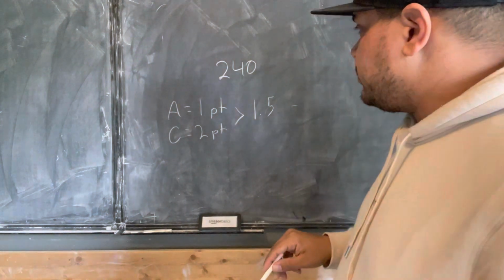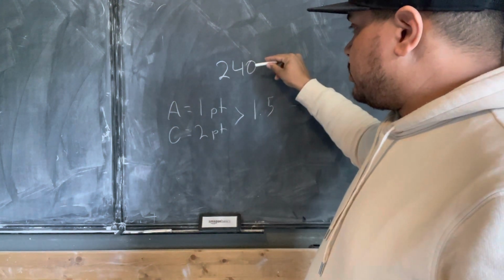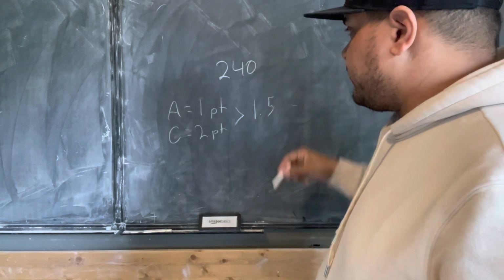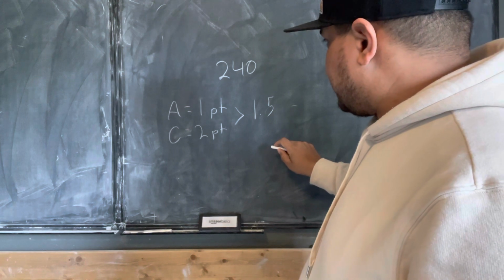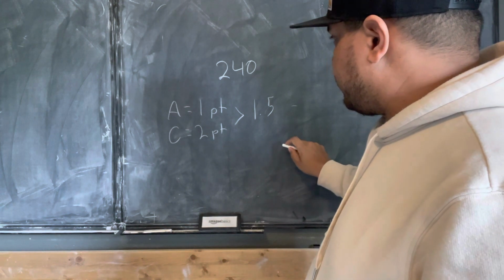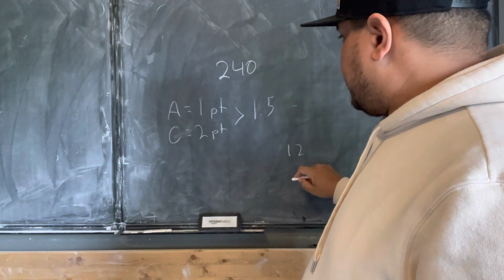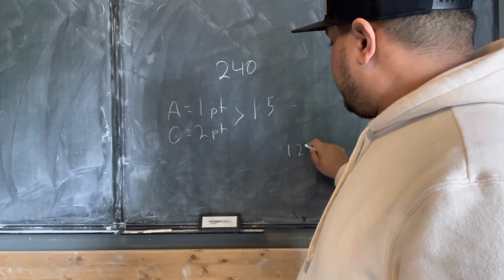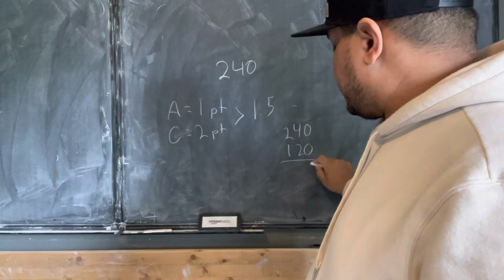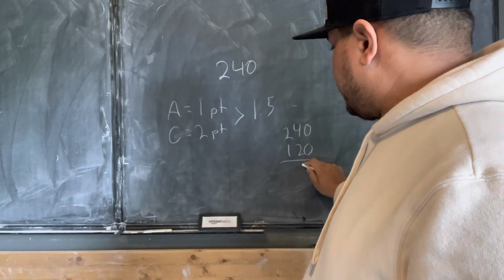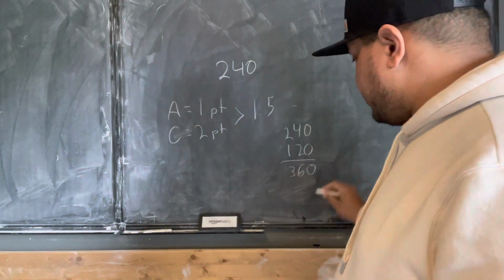And so we're going to do a little bit of math, and we're going to say, okay, 240 times 1.5 is about, let's see, what is that? So 24 divided by 2 is 12. And so we'll add a 0. We'll go 240, 120, 360. So we're going to call this 360 points.